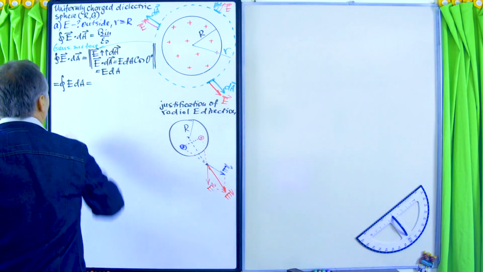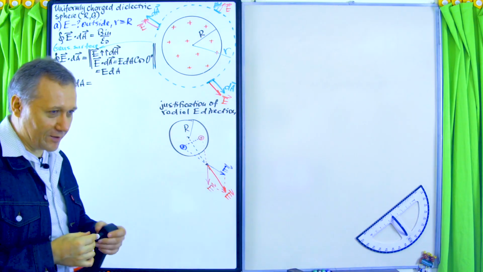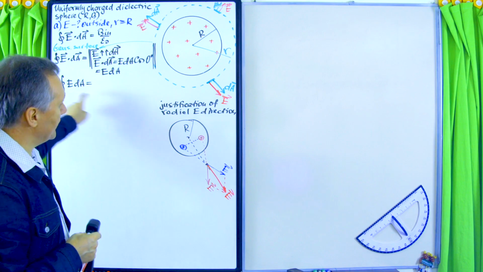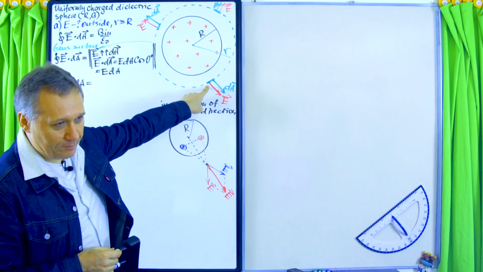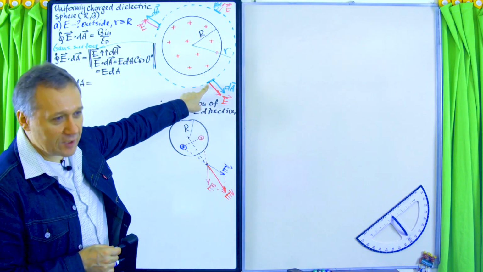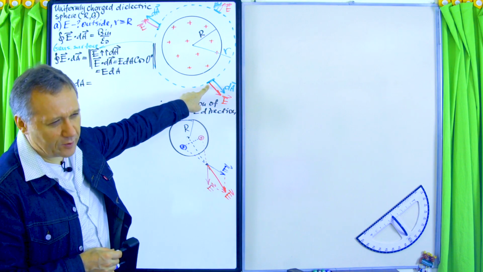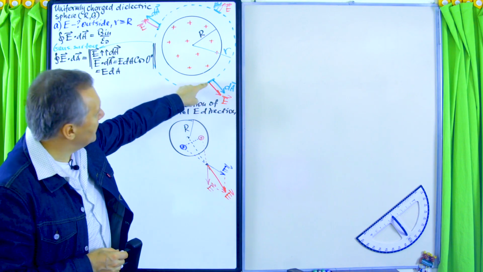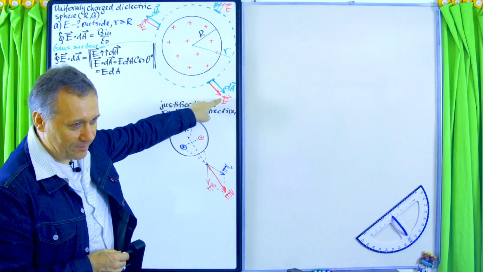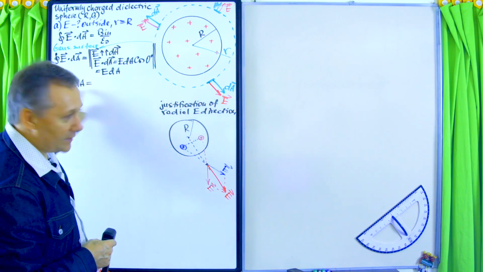So now the next step, in order to take this integral: this is the absolute value of E. Let's imagine you sit over here on this patch. Imagine yourself sitting on this patch on the Gaussian surface. This electric field, and here we have the magnitude of that electric field.